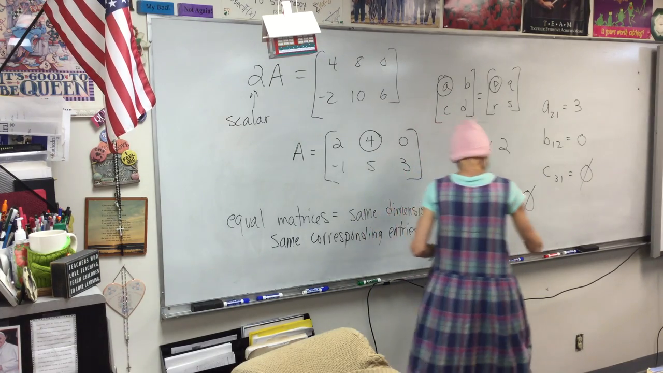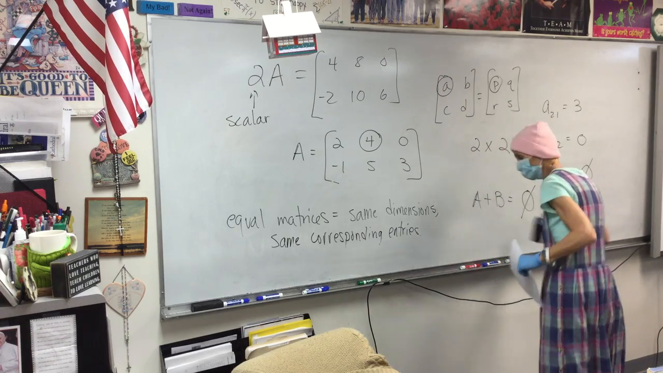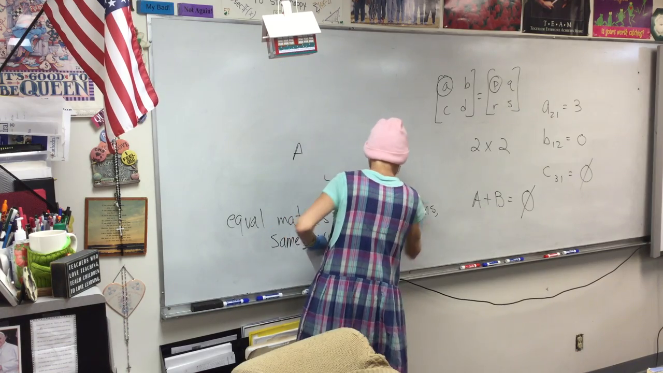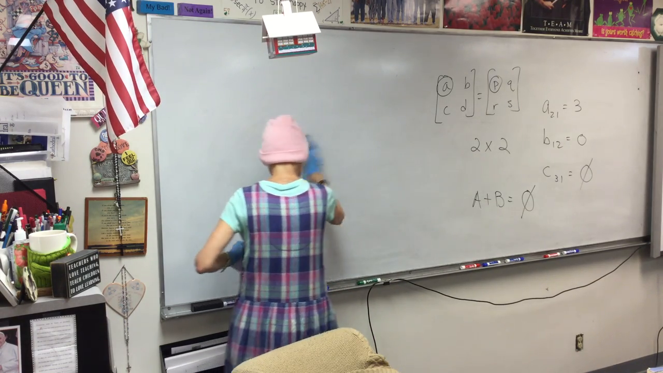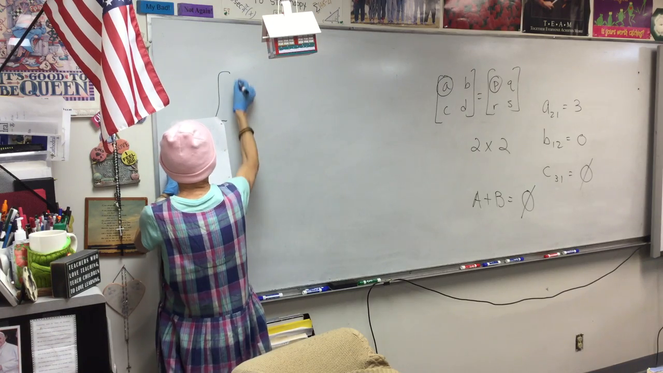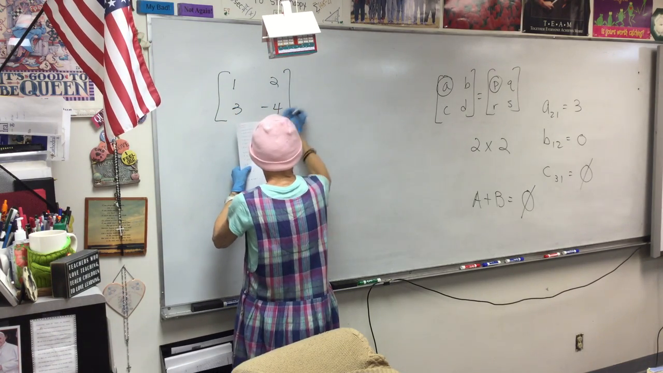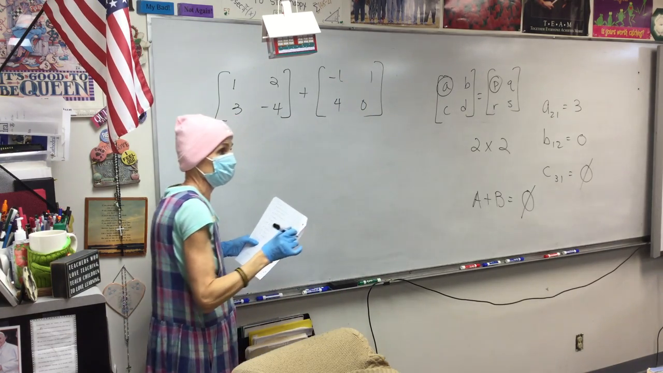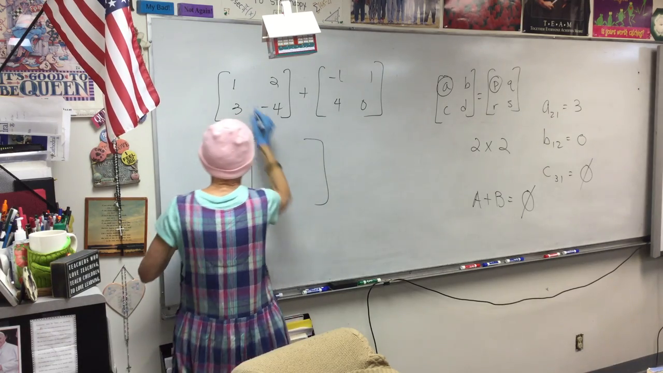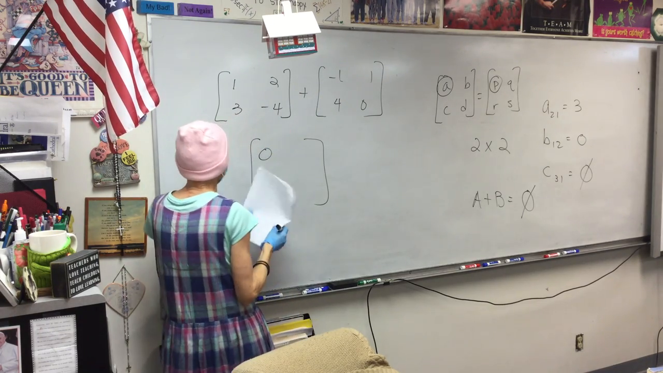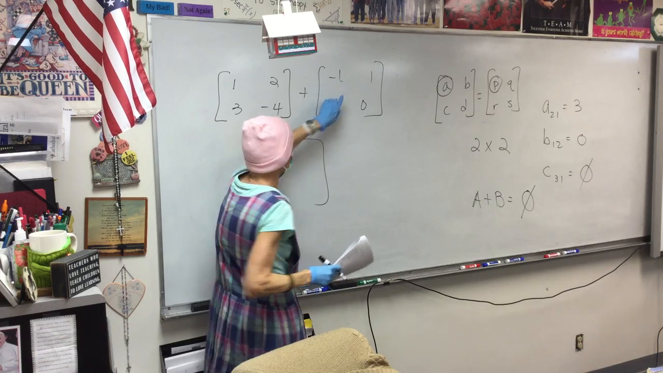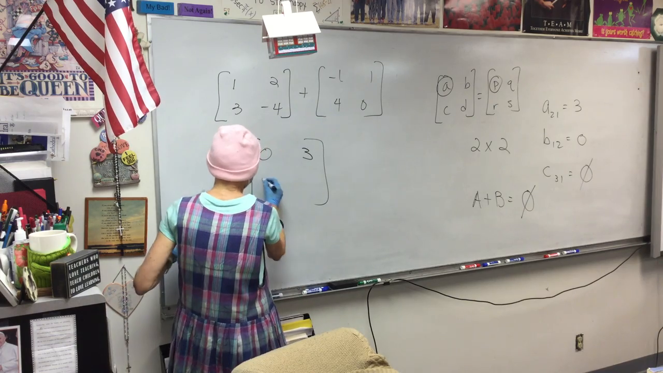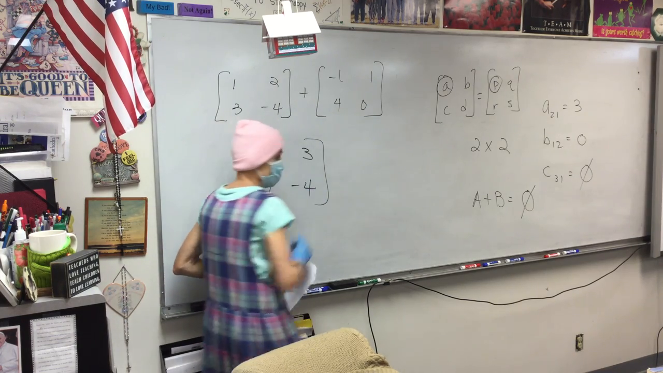What about A and C? A and C do match. So we can add them. We go. 1 and negative 1 would be 0. Everybody see how I did that? 2 and 1 would make 3 and 4. How does that look for the answer?